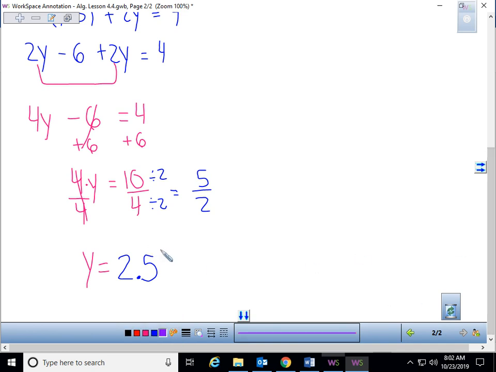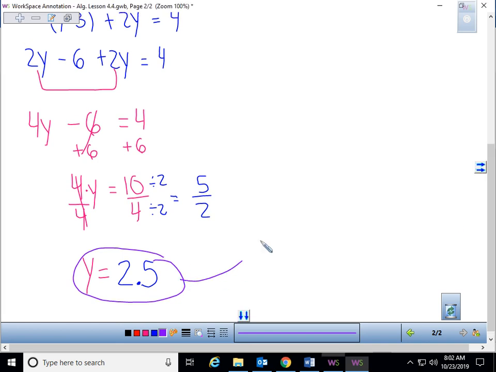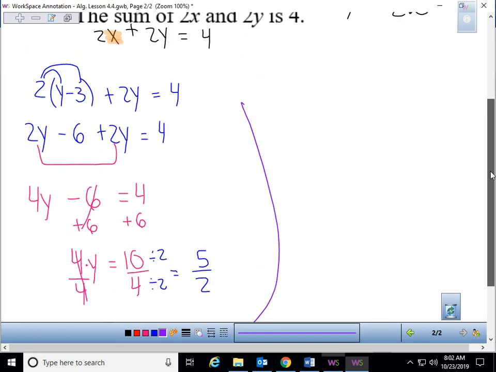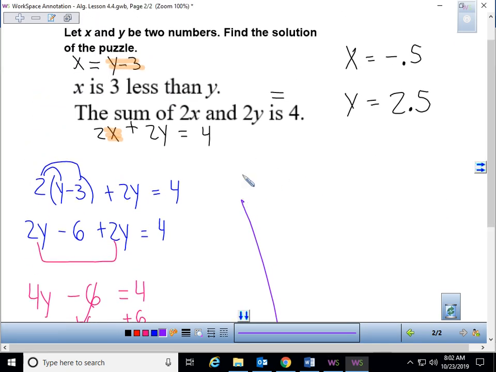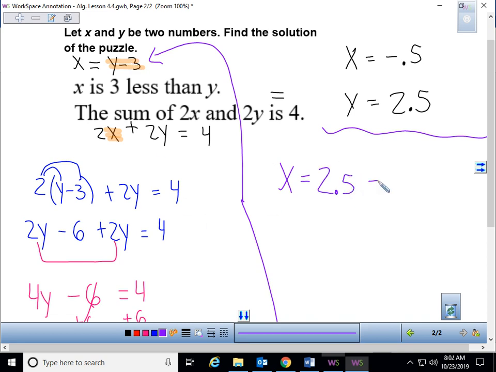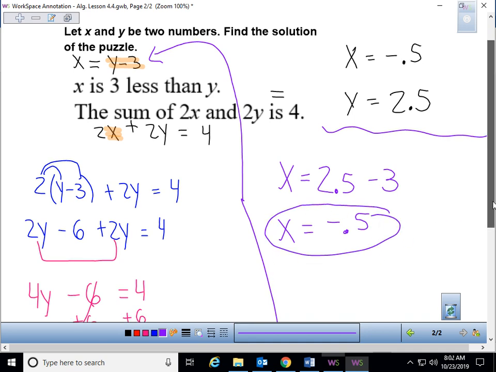Once I figured out my y, I'm going to circle it so I don't lose it. And then I was going to take this number, y equals 2.5, and plug it into one of my original equations. Now I'm going to plug it into what looks easy, and for me, this very top one looks the easiest. So I get x equals, our y value we decided is 2.5 minus 3. When I go through that subtraction, that's just negative 0.5. And those are my two solutions.